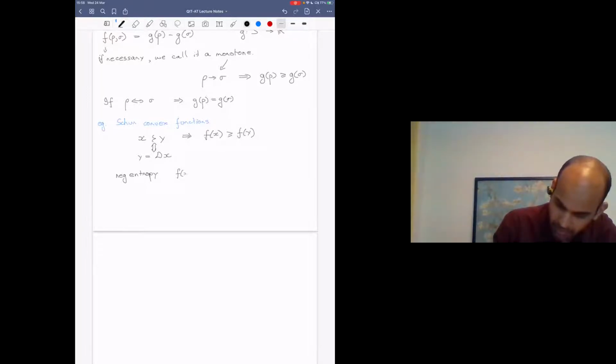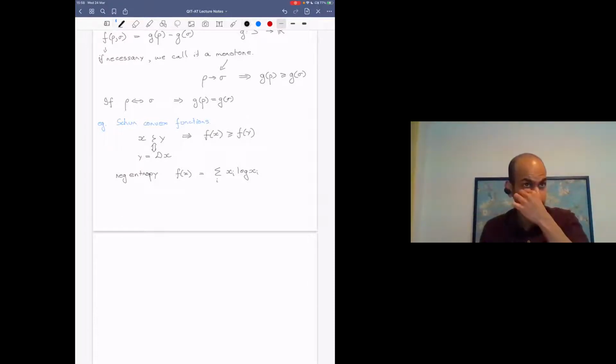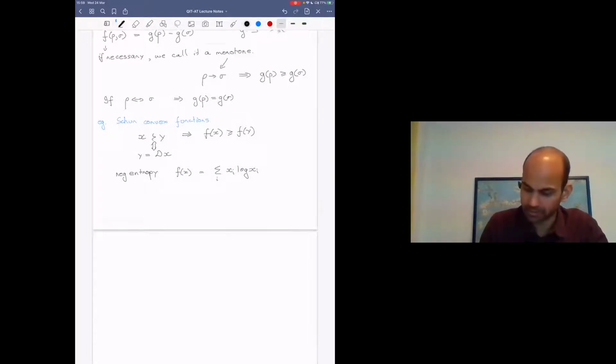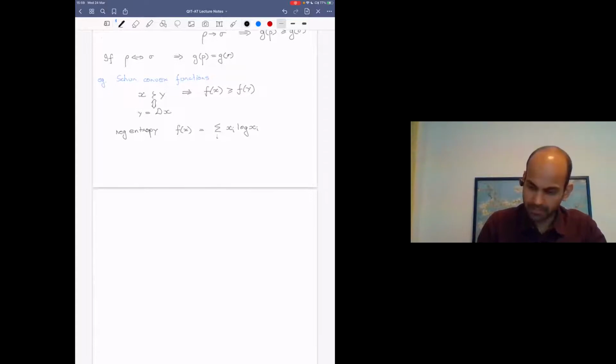So f of x is equal to the sum over i of x_i log of x_i. The reason it's a negative of the entropy is because, of course, the entropy itself is Schur-concave. It goes the opposite way. But for any Schur-concave function, just to keep the convention that majorization means greater or equal to for monotones, you can simply multiply by -1 and you get a Schur-convex function. Right. Okay, are there any questions so far?